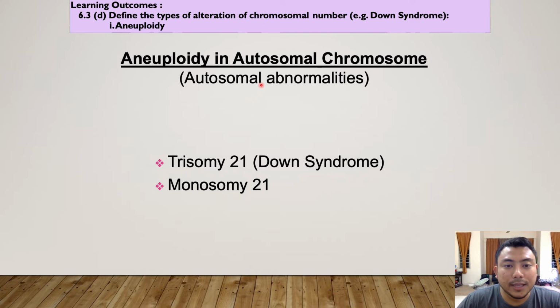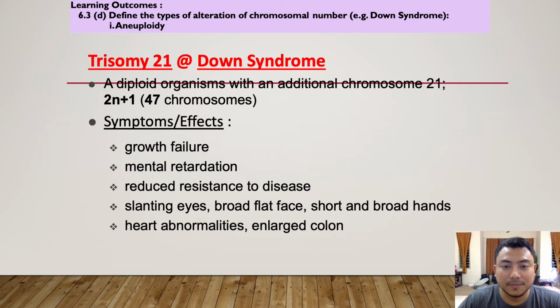So, aneuploidy in autosomal chromosome. Okay, so in our syllabus, we need to look at a little bit of detail for trisomy 21, iaitu penyakit Down syndrome, and monosomy 21. Trisomy means terlebih 1, monosomy kurang 1. Mono means 1, tri means 3. Okay, trisomy 21 ataupun Down syndrome, a diploid organism with an additional chromosome 21. So, kita akan panggil dia sebagai 2n plus 1. So, jumlah kromosom dia 47. So, because a normal human has 46, bila tambah 1 jadi 47.